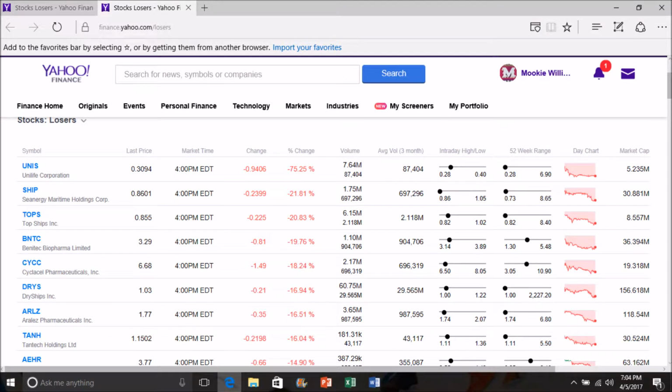Alright, what's up, traders? So I thought I'd just show you guys one way of making a watch list. One way would probably be, you set a goal, you say, okay, I'm not going to trade any stocks that are over $5. So boom, you already have your criteria, you already know what you want. So start marking down UNIS, start marking down ships, start marking down tops, and the list goes on.